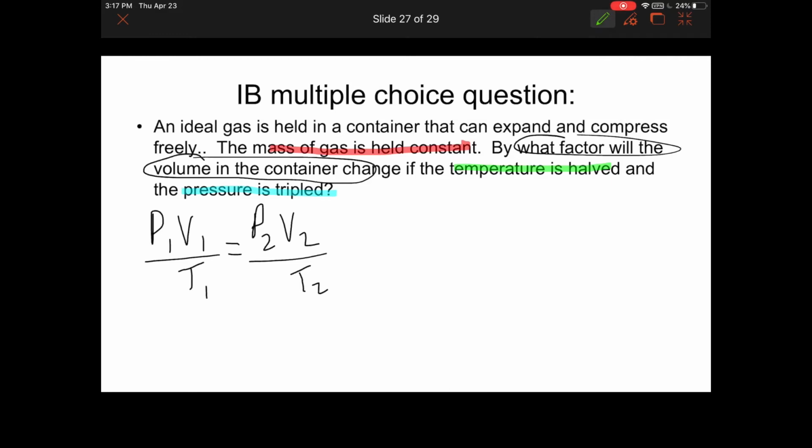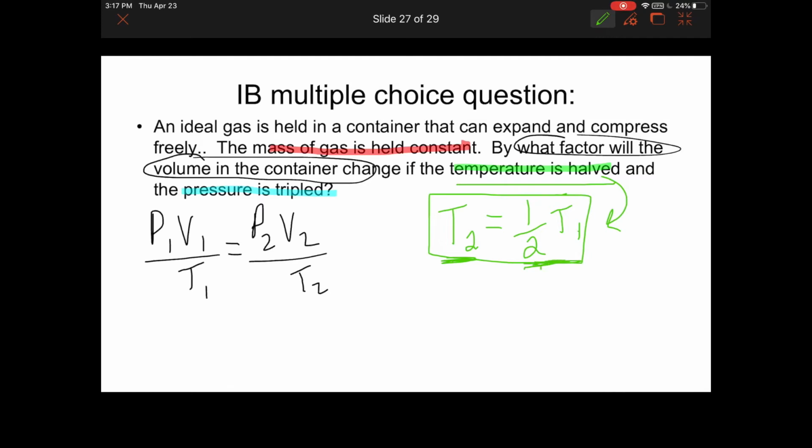So let's look at temperature first. The temperature is halved. All that means is that my second temperature is half of my first temperature. That's going to be very important. So I've just mathematically described that my final temperature, or my second instant, is going to have a temperature that is half of the initial temperature. So maybe it went from 300 Kelvin to 150 Kelvin. You can try that one out.